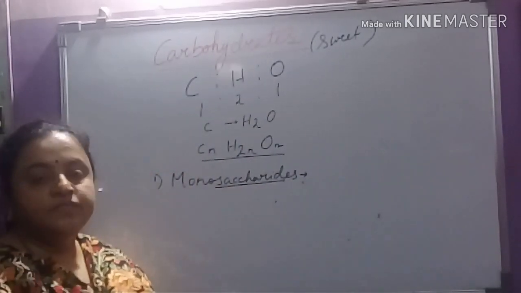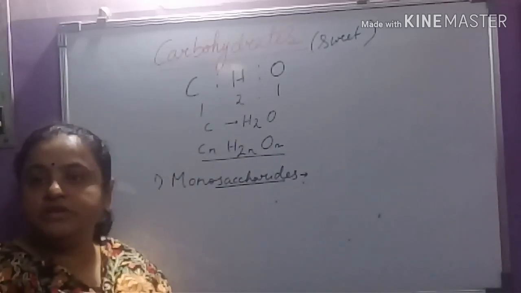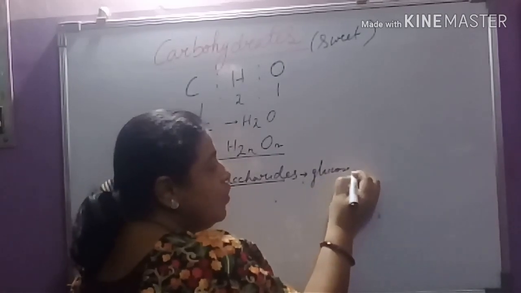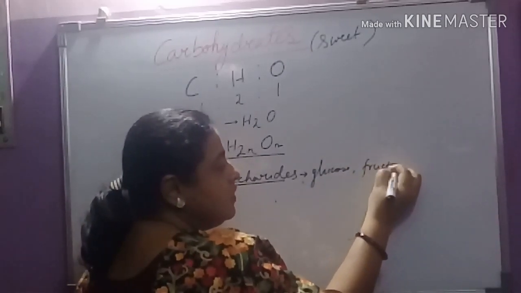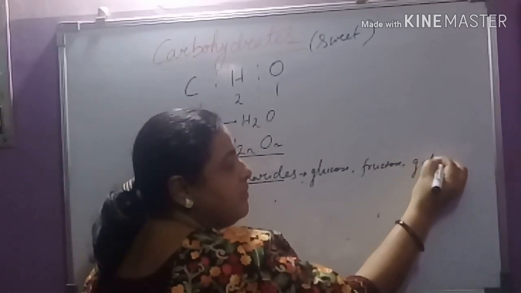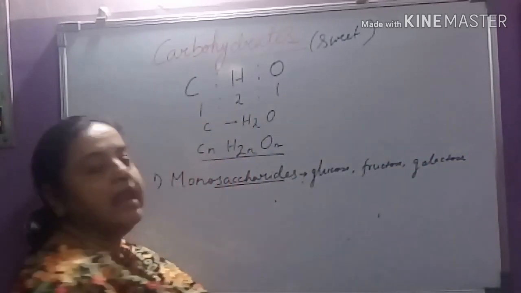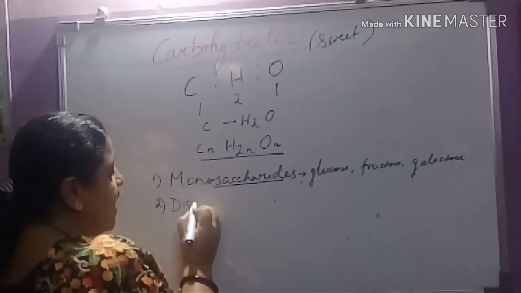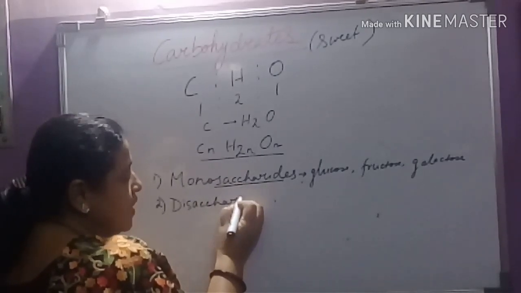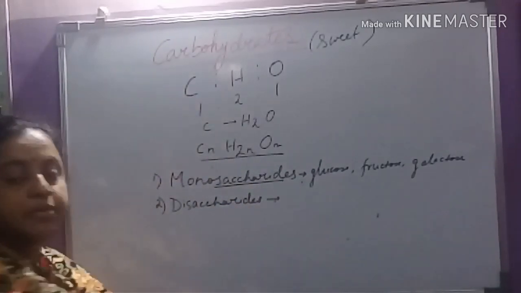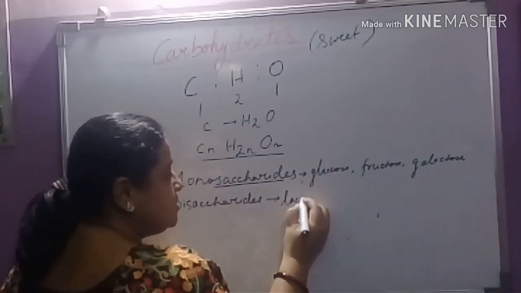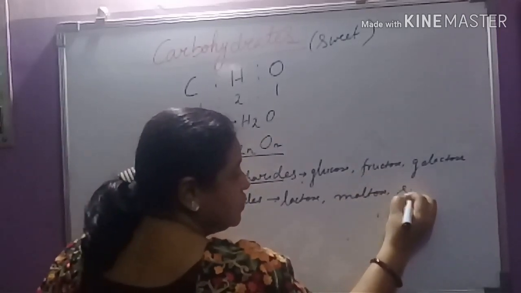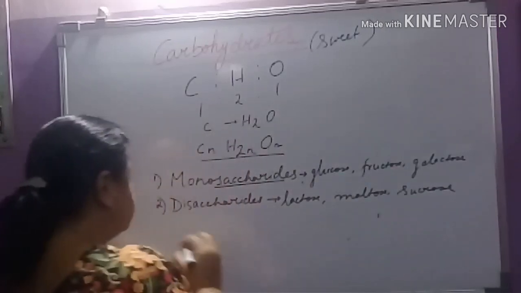When there is 1 unit, they are known as monosaccharides. So what are the examples of monosaccharides? The examples are glucose, fructose and galactose. However, there are many more examples, but we will tell only a few of them. When the number of units is 2, then they are known as disaccharides. Di refers to 2. Examples of disaccharides are lactose, maltose and sucrose. However, there may be many such examples.